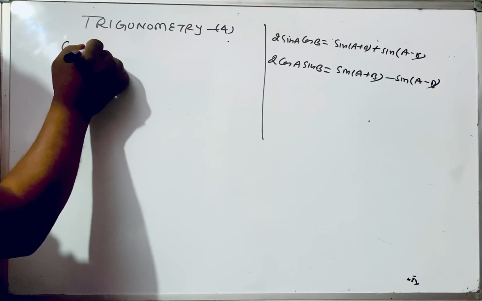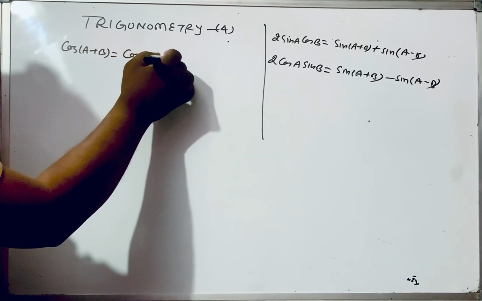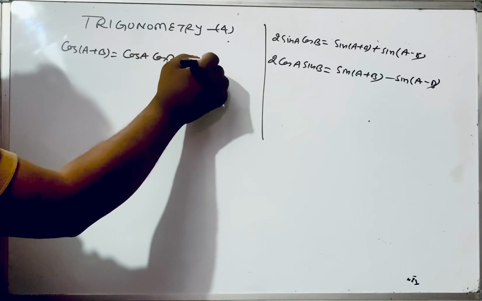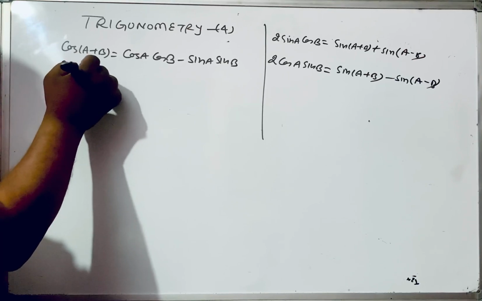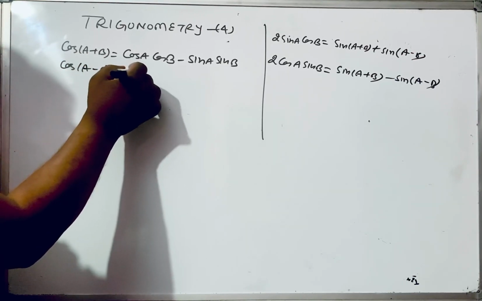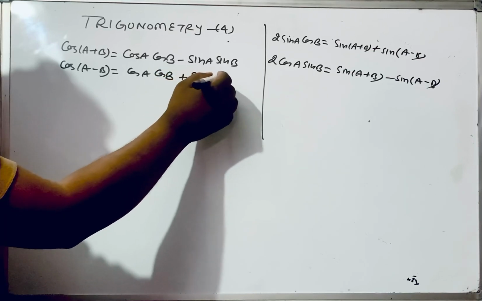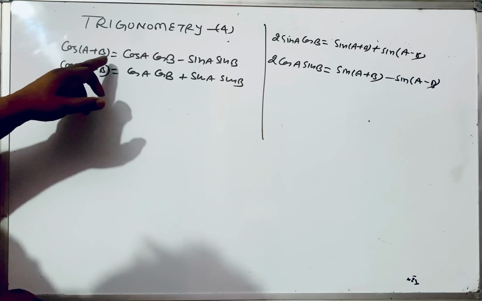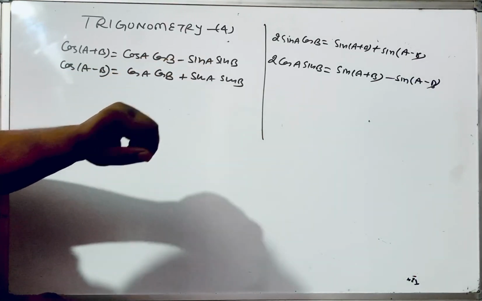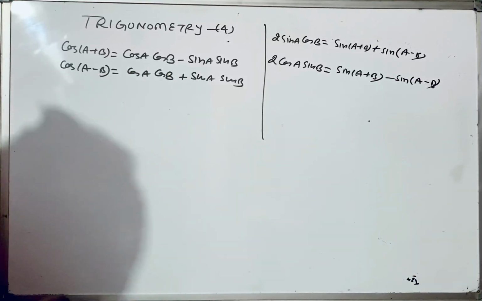Now cos(A+B) is equal to cos A cos B − sin A sin B, and cos(A−B) is equal to cos A cos B + sin A sin B.